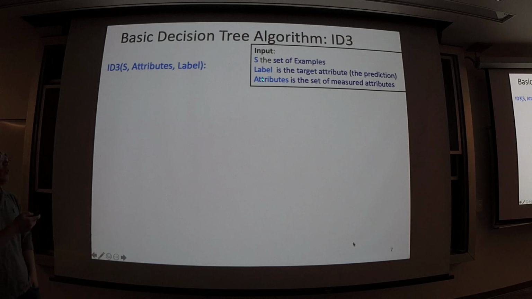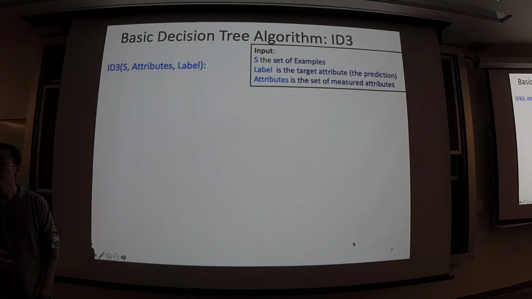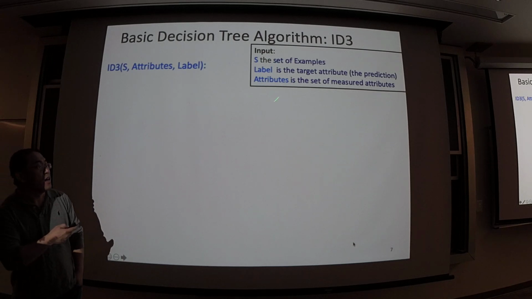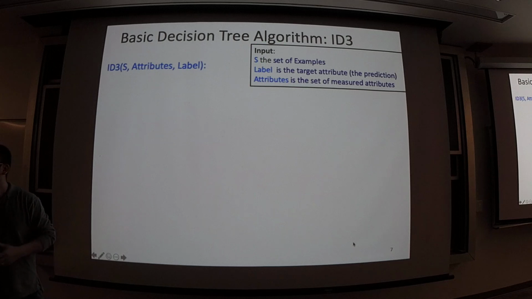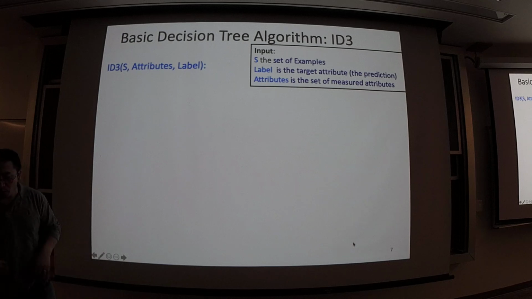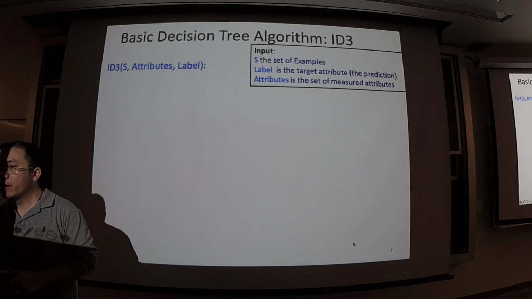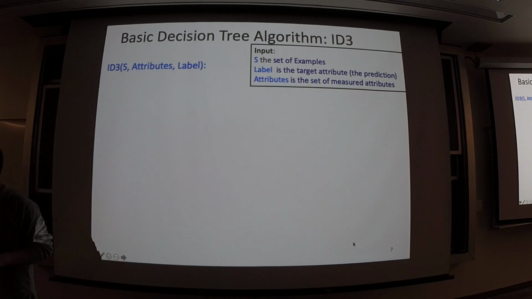And the third input will be the attribute set, from which I'm going to select one feature to further split the current set of examples S. So is everybody clear about the input? Okay, great. So whenever we develop or design a recursive algorithm, what's the first step?